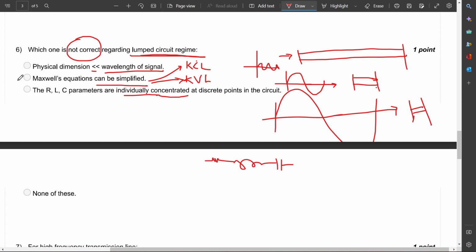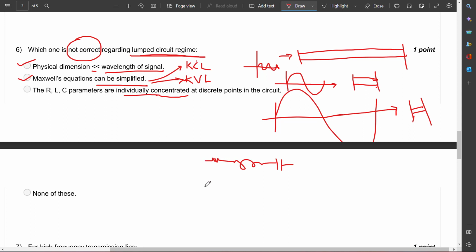So this is correct. The physical dimension is less than the wavelength of the signal. Yes, it's also correct. We went far into the example, so let's drop that. It's correct because it means that whatever wave we send through this kind of circuit, it does not transform it, does not distort it, and it is not lost, right?